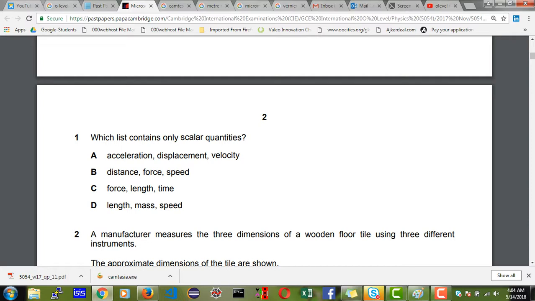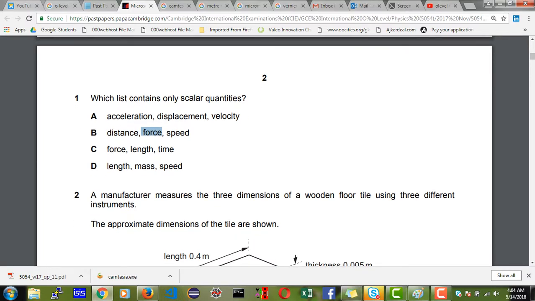Now let's go to option B. It tells us distance, force, speed. Distance has only magnitude, no direction, but force has direction, so we can omit this as it contains a vector quantity, that is force. Now let's go to option C. Here it is again force. We can also omit this part.